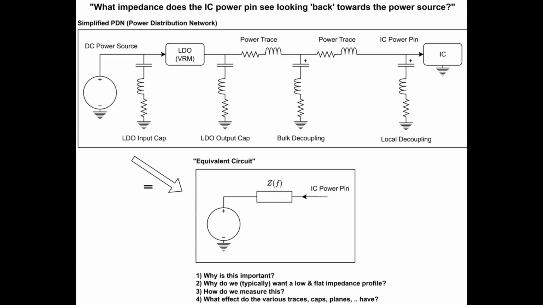This is all well and good, but how do we even know what this impedance profile looks like? We've got so many different elements, and I'm saying to you, well, you can just model that as a simple frequency-dependent impedance. I'll show you exactly how to do that in this video using several different methodologies, using a Bode 100 vector network analyzer, as well as an oscilloscope and a function generator. Along the way, we'll see what effects the various traces, caps, and planes have on the power distribution network profile, how we can size them, and what parameters alter the power distribution network profile.